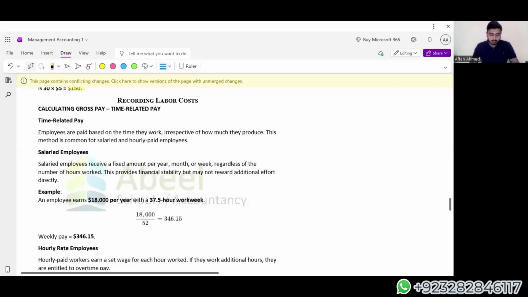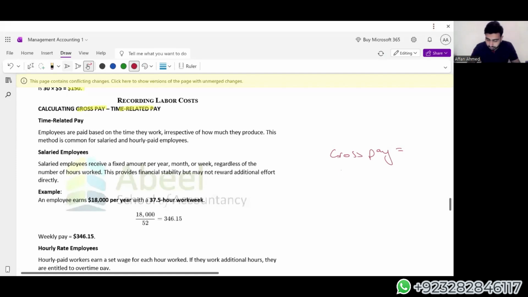Okay. Recording labor costs. Now, when we have discussed what are the areas that we have to focus on, how are we going to record the payments that are made to the employees? First of all, calculating gross pay. Employees get, first of all, a gross pay calculated. Gross pay is the amount that they have earned.